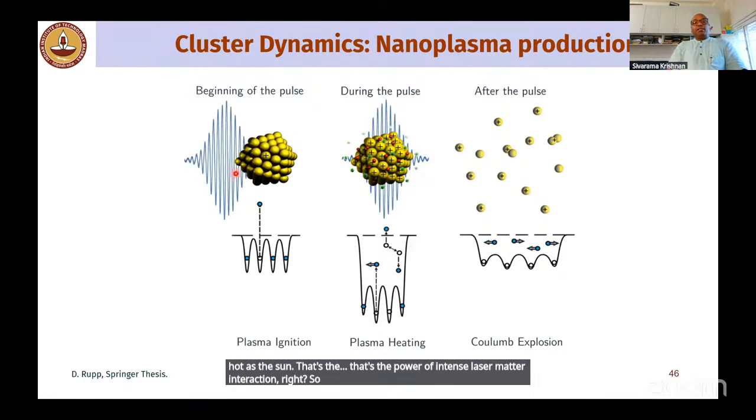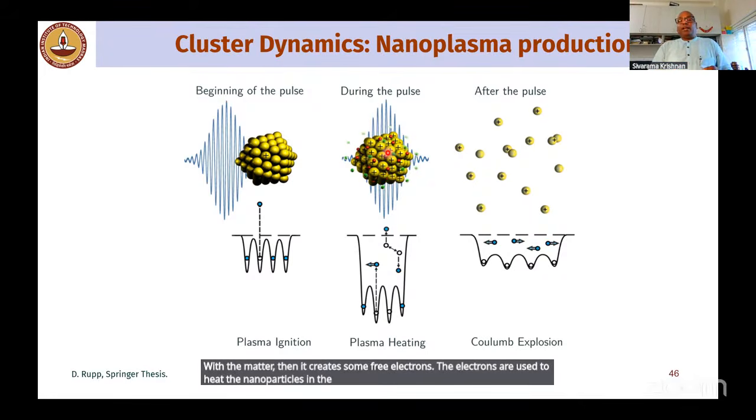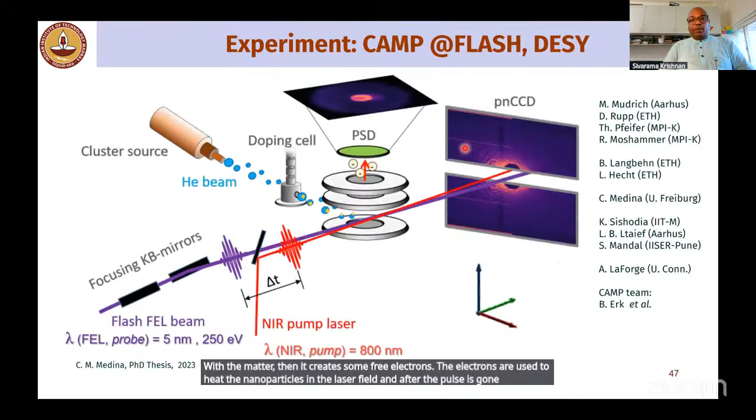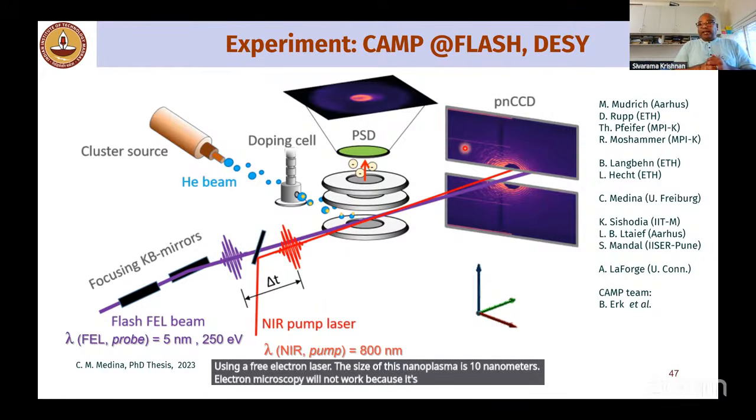Why that happens is, in the beginning, the infrared pulse interacts with the matter, then it creates some free electrons. The electrons are used to heat the nanoparticles in the laser field, and after the pulse is gone, they come out. So we decided to capture the movie of this nanoplasma evolution using a free electron laser. The size of this nanoplasma is 10 nanometers. Electron microscopy will not work because it's a static technique.